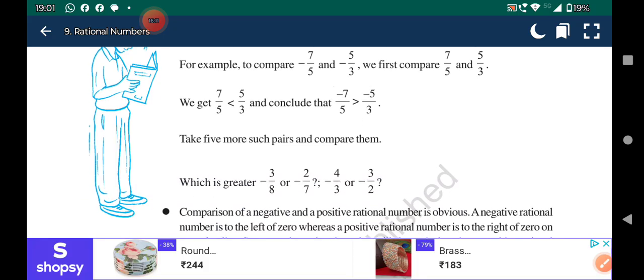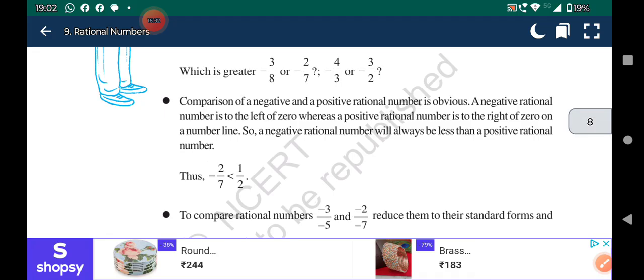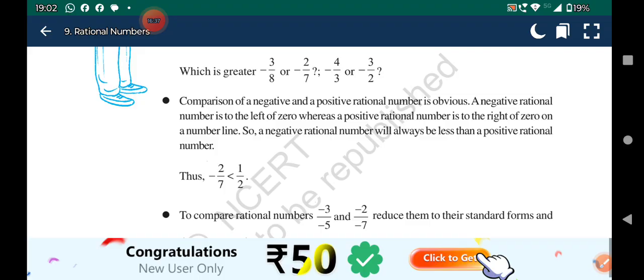For example, to compare minus 7 by 5 and minus 5 by 3, we first compare 7 by 5 and 5 by 3. We get 7 by 5 is less than 5 by 3 and conclude that minus 7 by 5 is greater than minus 5 by 3. Take 5 more such pairs and compare them. Which is greater? Minus 3 by 8 or minus 2 by 7, minus 4 by 3 or minus 3 by 2.